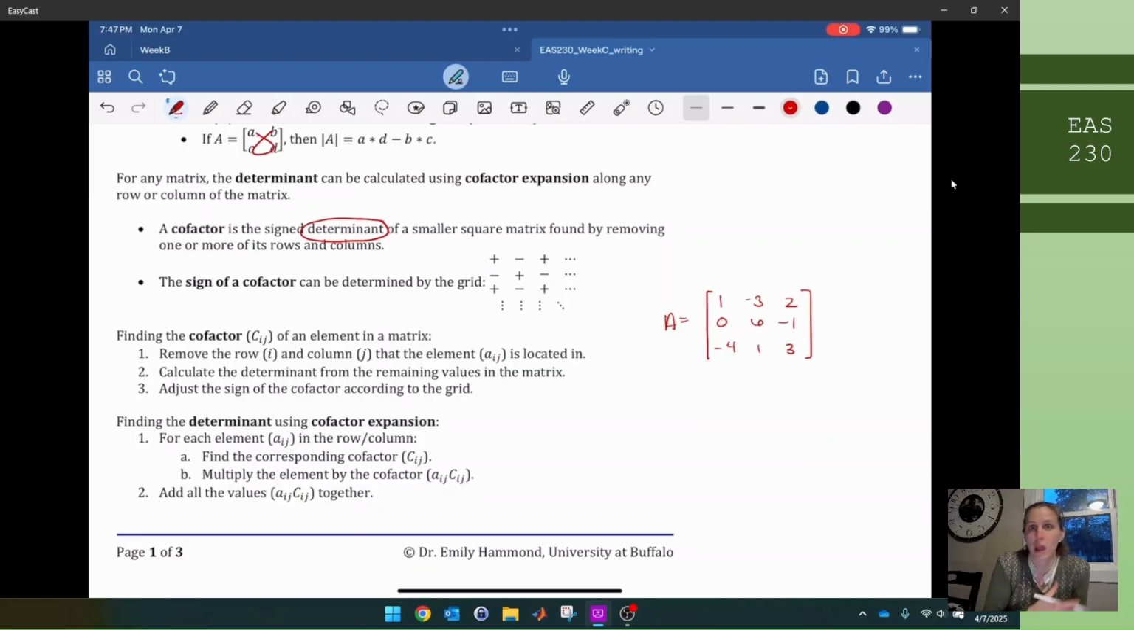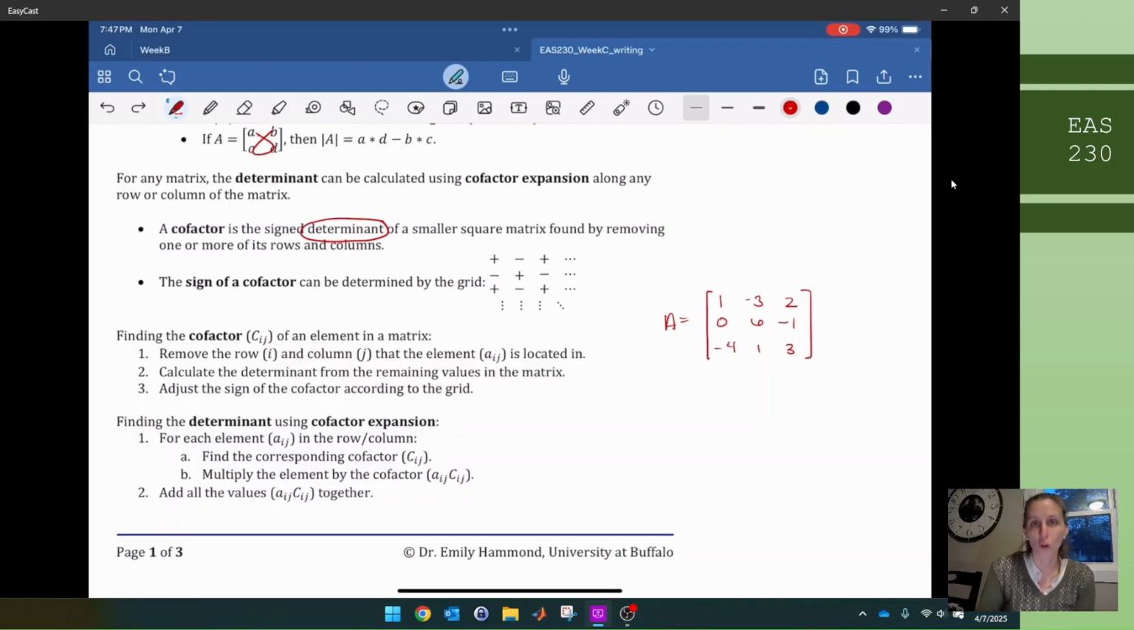So just think about any submatrix. So this would be a cofactor. The determinant of that would be a cofactor. Determinant of this would be a cofactor. So just any size smaller matrix where you remove an entire row or an entire column, that is a cofactor. And a cofactor is signed, and that sign is determined by this grid. The cofactor always has a positive sign in the upper left, and then it alternates signs going down and across.